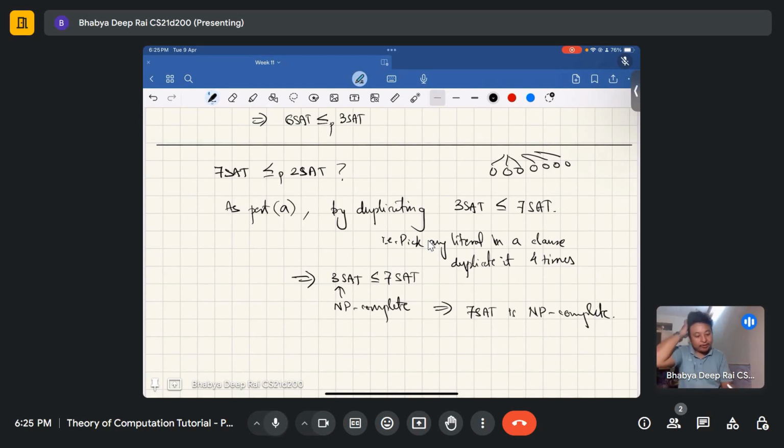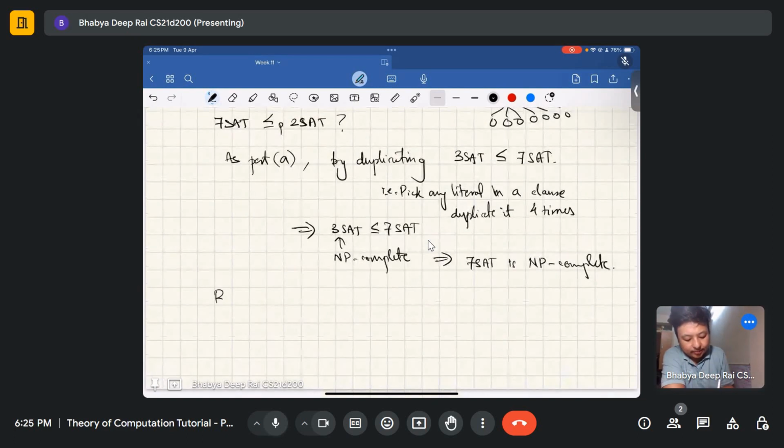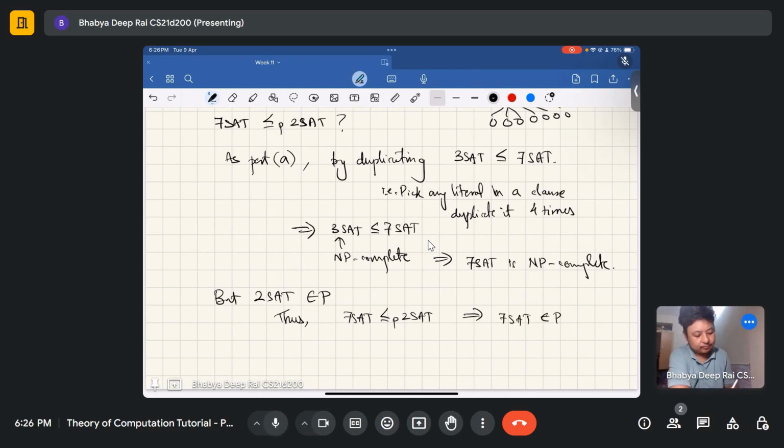But 2 sat is in P. It can be solved in polynomial time. That's what we saw in the lectures, right? 2 sat can be solved in polynomial time. We had this implication graph, and we constructed using an implication graph that 2 sat is possible. So thus it would mean that 7 sat reduces to 2 sat would imply that 7 sat is actually in P.